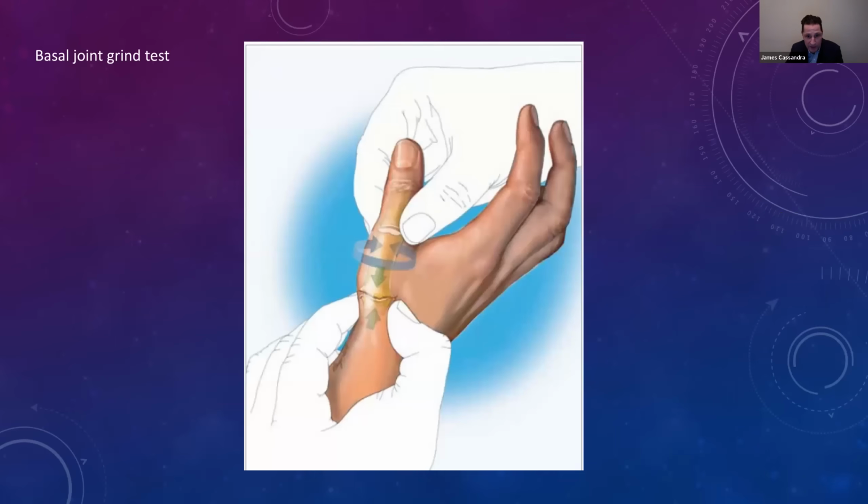So on examining these patients, always do the basal joint grind test, just putting a little grind on the basal joint. You often can feel some crepitus, grinding. An inflamed joint can elicit pain. Sometimes patients have crepitus and grinding but no pain. So arthritis in the hand can be very painful and debilitating, but at times I see patients who have a lot of arthritis, but the pain isn't a main component. And for those patients, we don't have to get too excited about surgical treatment options.